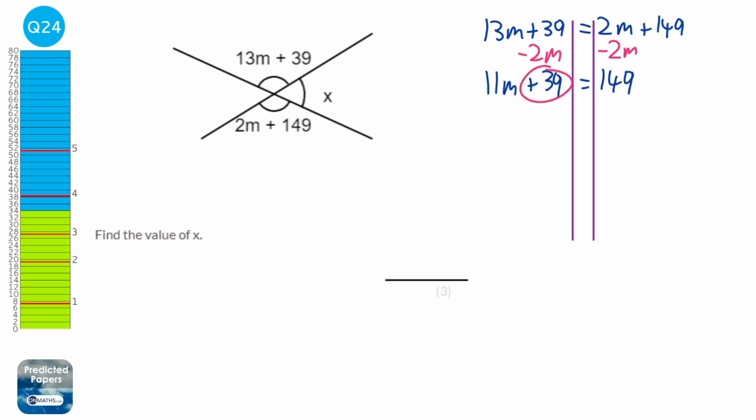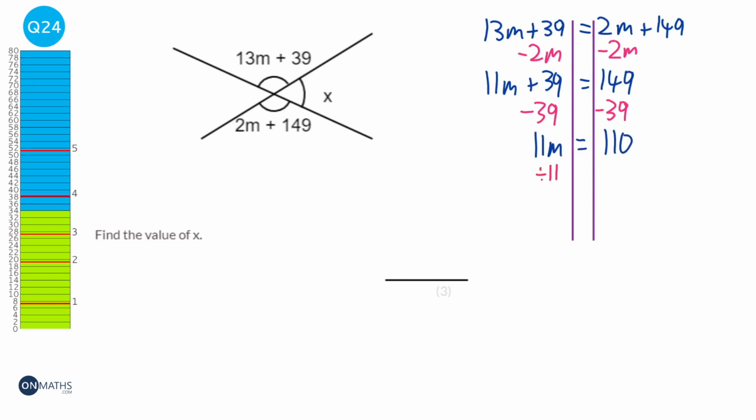Next we're going to remove the number, so take away 39 from both sides. And we've got 11m is equal to 110. Then we're going to divide both sides by 11 to find out what m is. So m therefore equals 10.